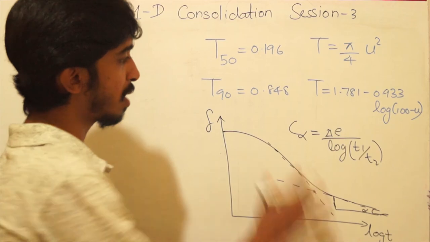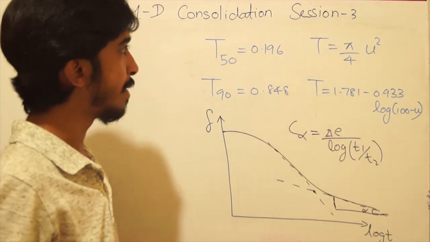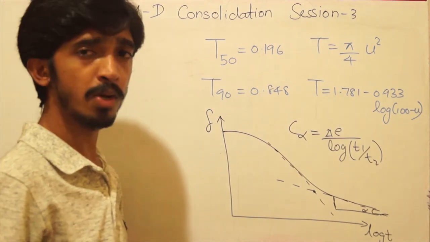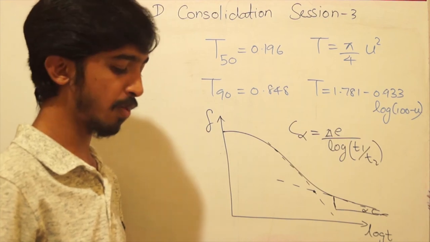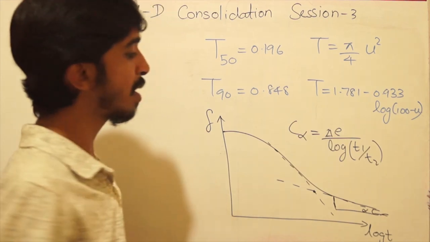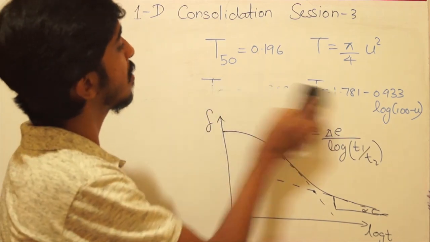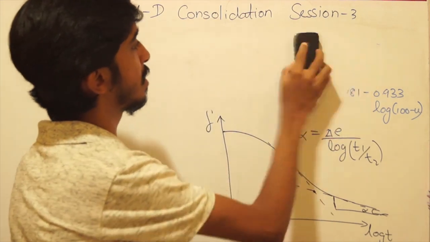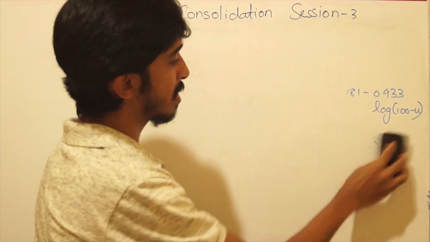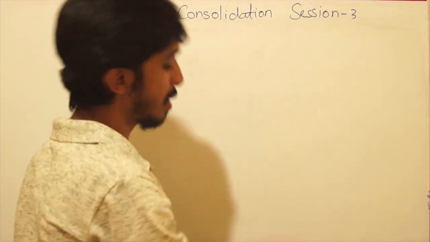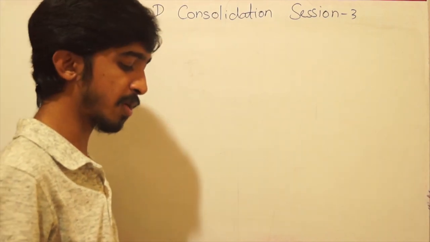Right. So I'll talk deeply about this in a Q&A session. To give a clear idea regarding the initial settlement, primary consolidation value and the secondary consolidation value, I have lab data which I myself performed in my lab session. From that lab data, I'll give an idea of how to get the primary consolidation, secondary consolidation, and initial consolidation values.